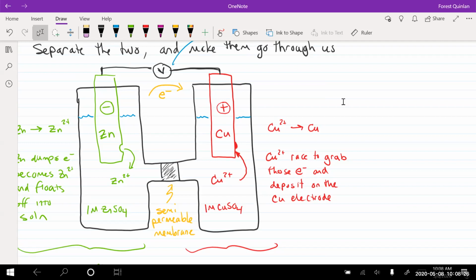One last thing to note about this, I said it was a semi-permeable membrane, and that means that if I have negatives going one way, here to the right, I'll have too many negatives on the right. So something has to give. Tristan, what do you think has to give?